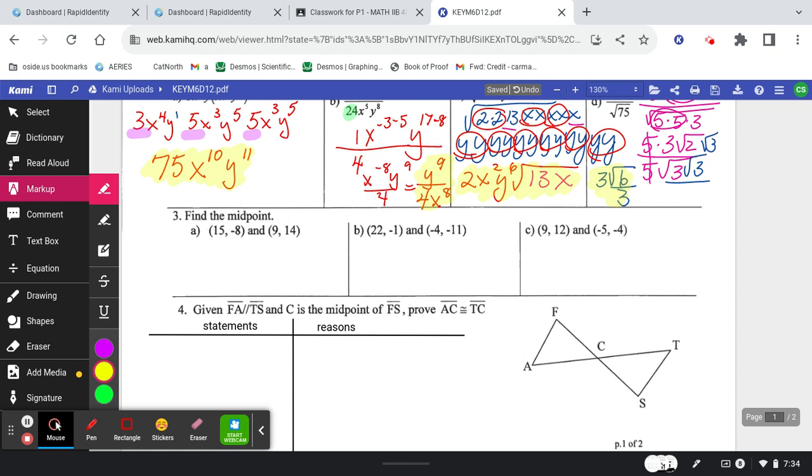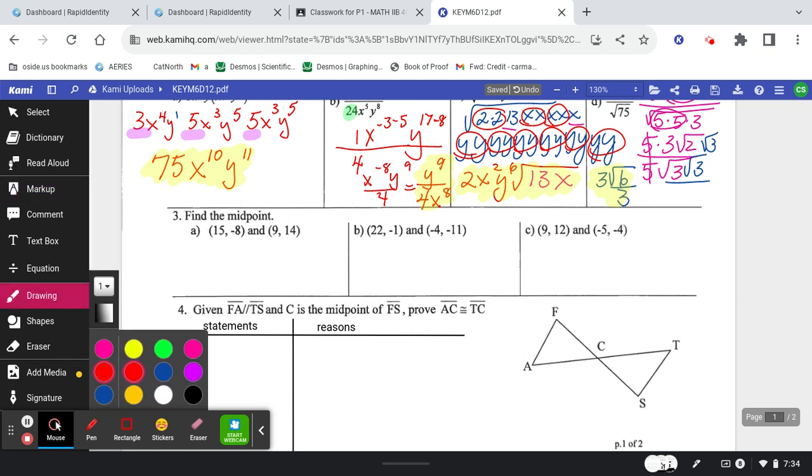All right, midpoint. This is to find the middle of these 2 points without having to graph them, without having to count a slope, halfway, or anything like that. It's using a little formula. It's where we average the x's and the y's together. So what do I mean by that?